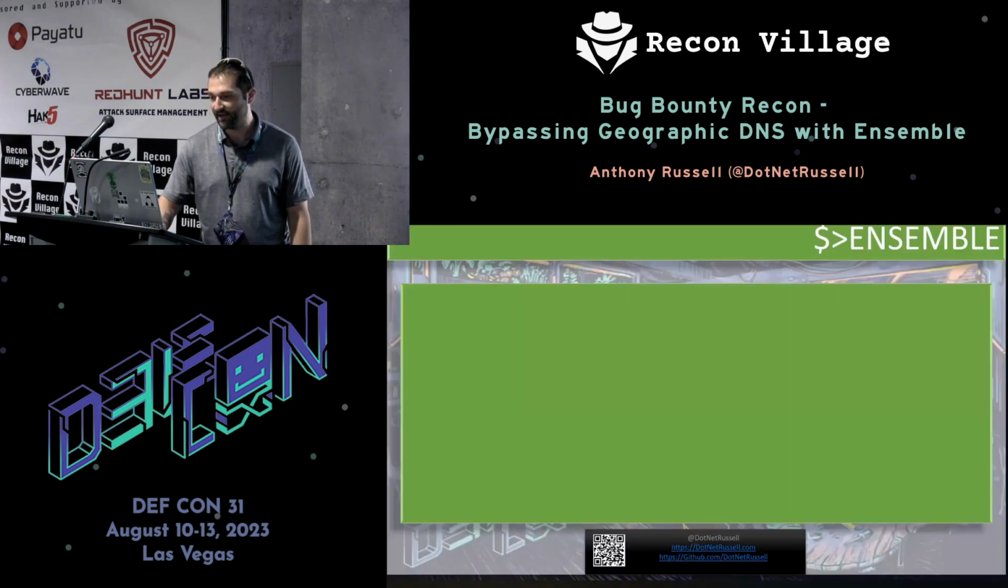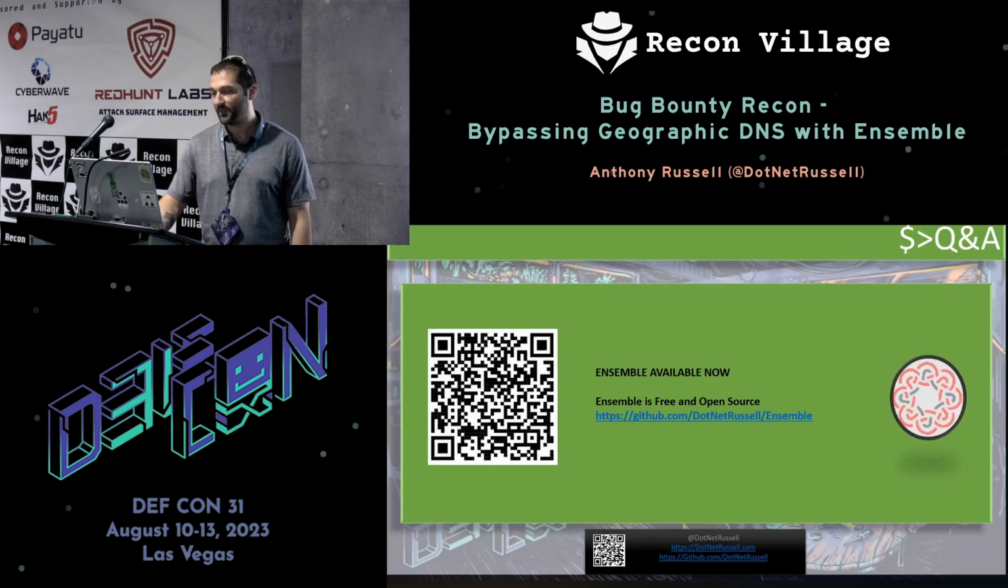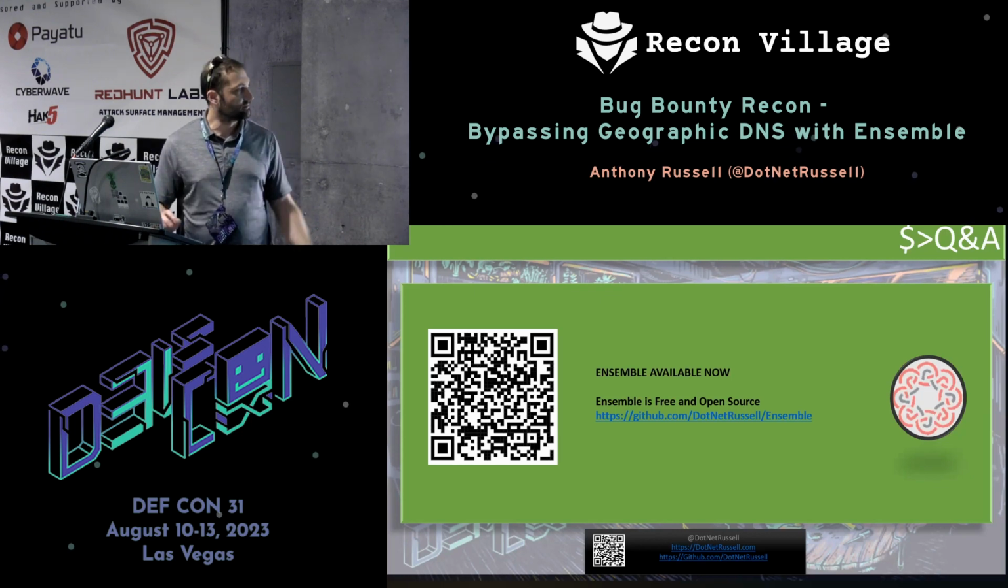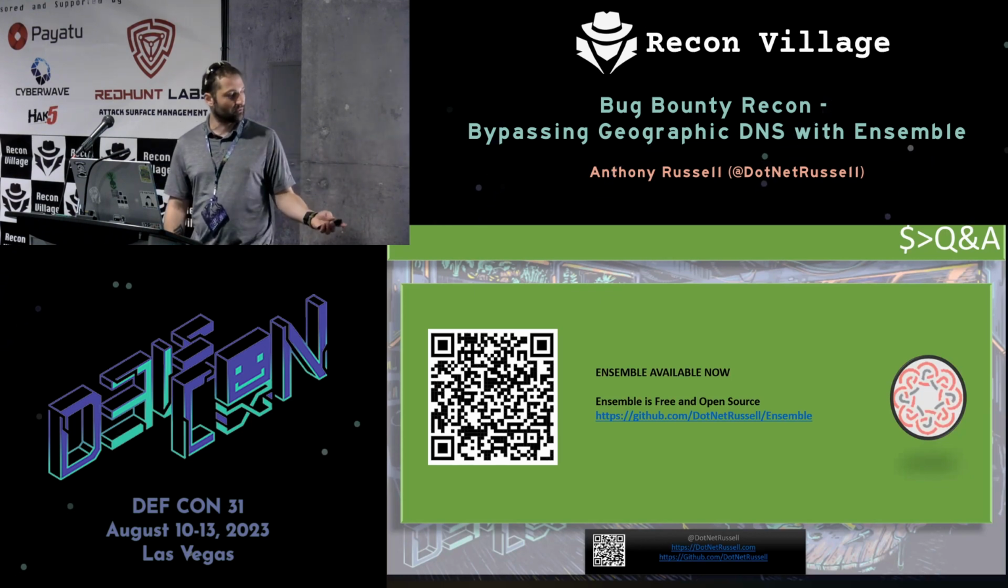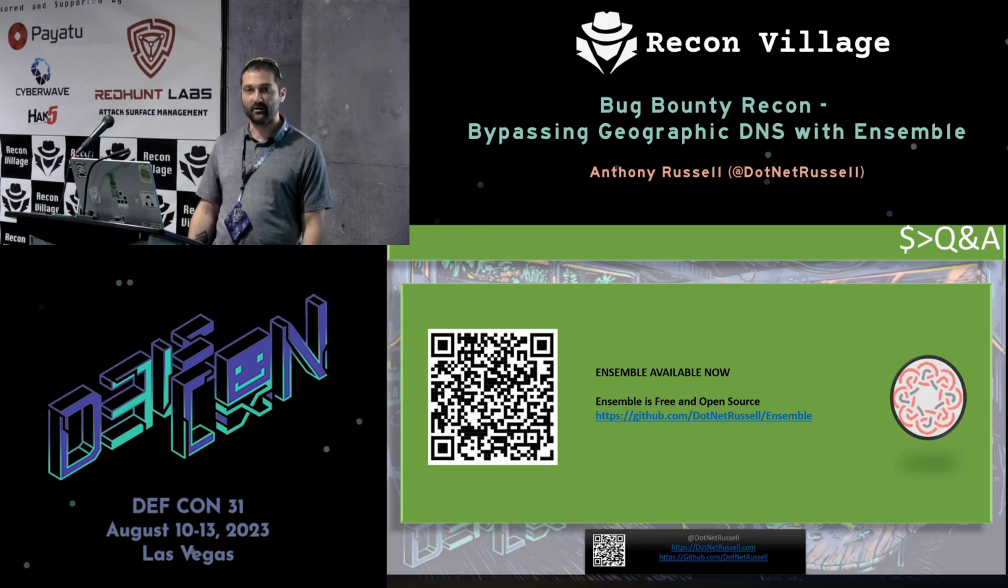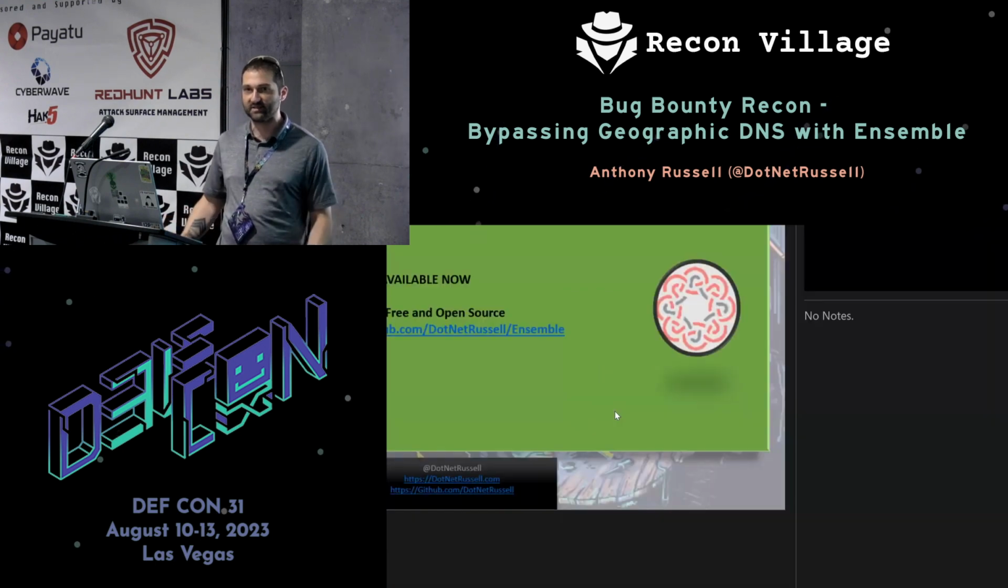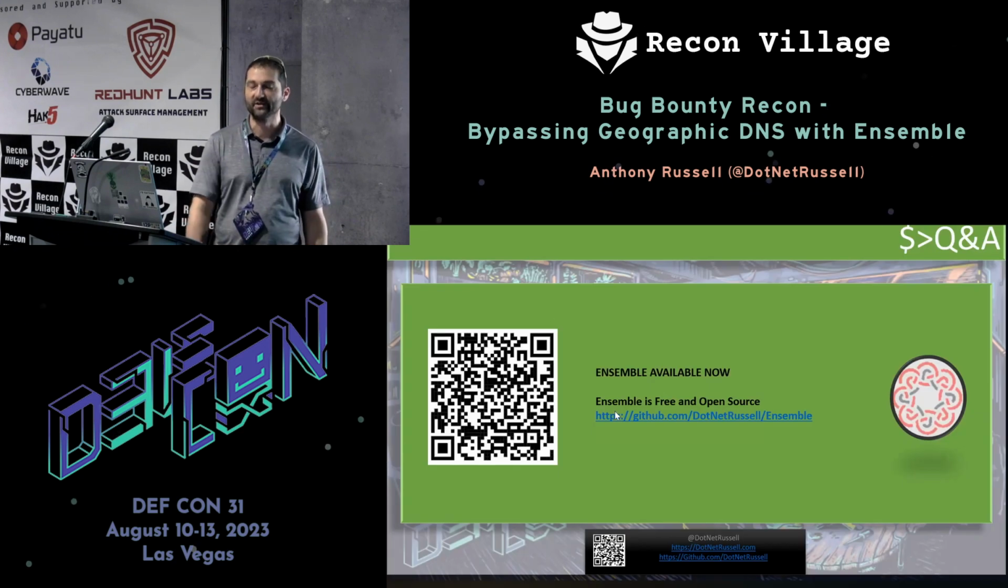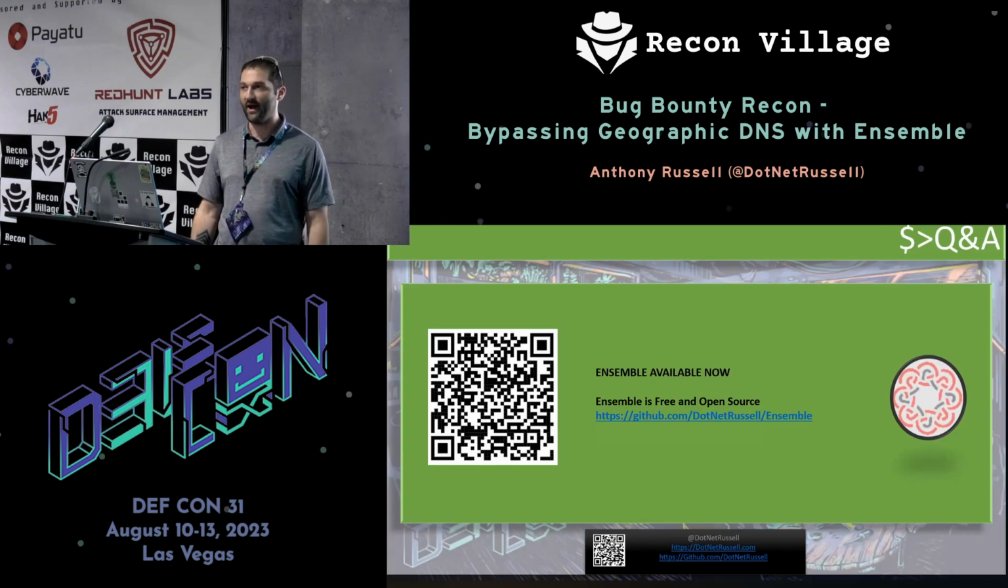Everything, like I said, is available on my GitHub, .NetRussell.com. The tool is called Ensemble. It's free and open source and available now, and I encourage anybody that wants to take part in helping me develop this, please do. I'm happy to have you as a contributor.